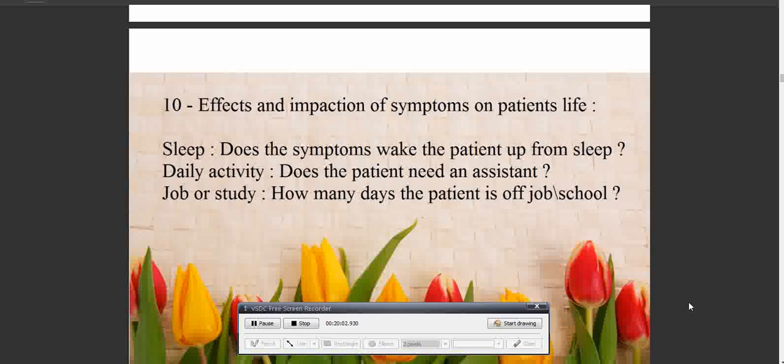Sleep. Do the symptoms wake the patient up from sleep? Daily activity. Does the patient need an assistant, job, or study? How many days is the patient off from the job or school?